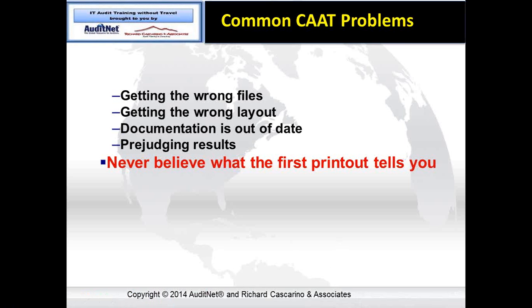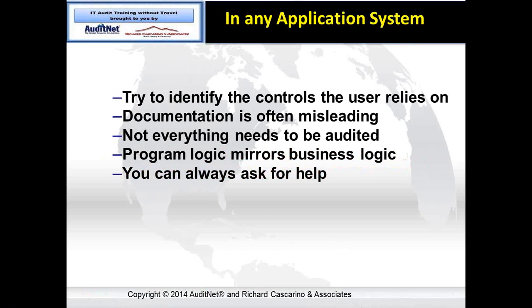Remember, when you're dealing with auditing application systems, in any application system, try to identify the controls that the user is relying on. Remember always, documentation, whether it's run documentation or user documentation or system manuals, is often misleading because it's not being kept up to date. Remember also, not everything needs to be audited. You're looking to audit the critical areas, get the biggest bang for the buck.